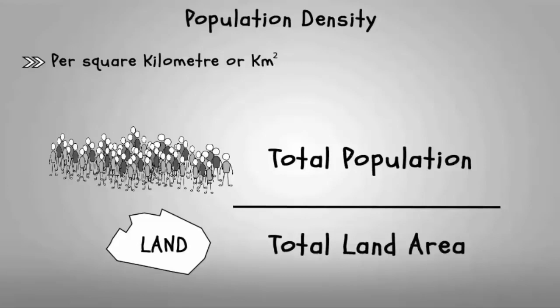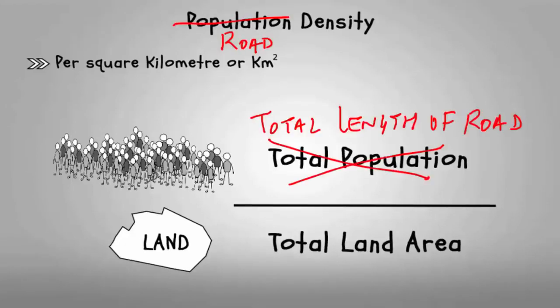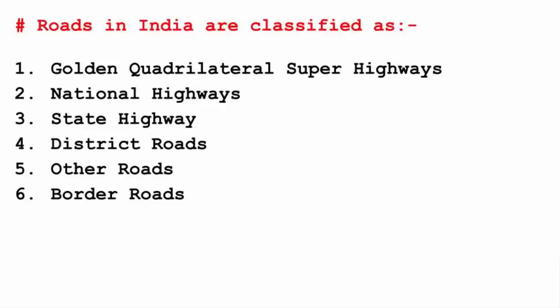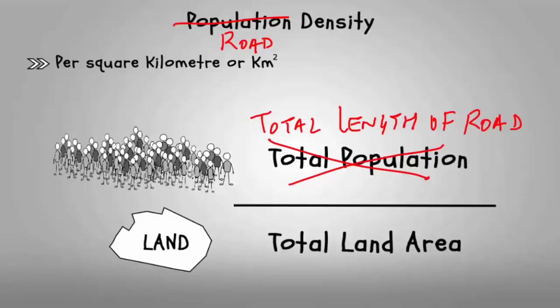Similarly, road density is the ratio of the length of the country's total road network to the country's land area. So instead of total population, you just have to put the total length of the country's road network. And moments back we have read that the road network includes all kinds of roads: the highways, national highway, state highway, district highway, golden quadrilateral, border roads, everything. Calculate the length of the country's total road network divided by the total land area. That is known as the density of roads.